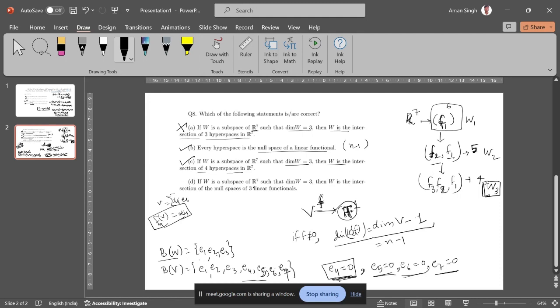What about D? D is nothing but the first option, so it is incorrect. The intersection of null spaces of three linear functions and three hypersurfaces of R7 are the same. The null space of a linear function is a hypersurface in R7. So I suppose it is understood. If you have doubts, you can ask.